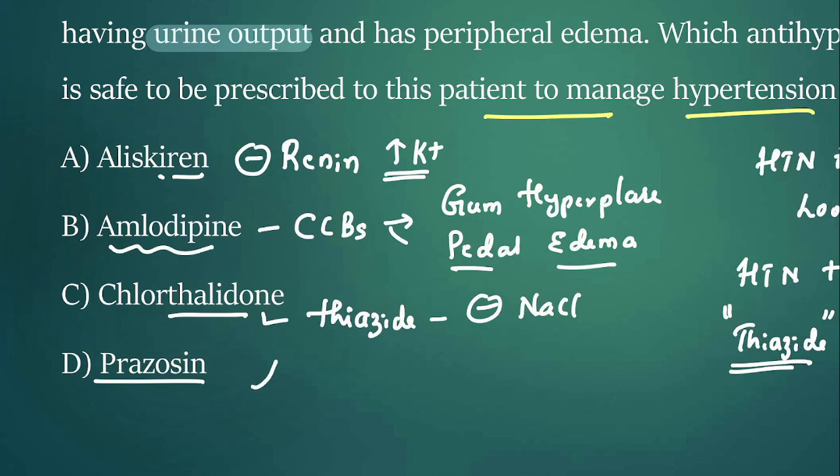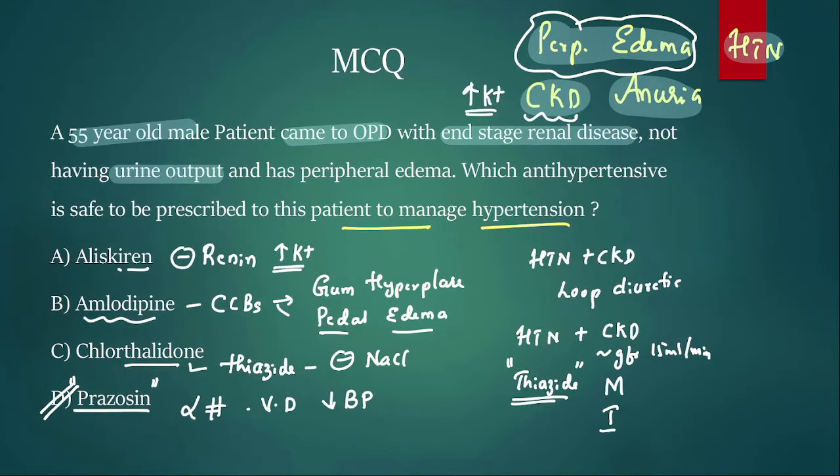Prazosin is an alpha blocker. If it is an alpha blocker, it causes vasodilation and decreases the BP. The most important problems with this are postural hypotension and sexual dysfunction, that is inhibition of ejaculation. So among the options, the best one which I have to choose is prazosin. A very beautiful question to understand the case and come to the answer properly. Okay, so any doubt in this, you can put it in the comment section and then we'll discuss further.